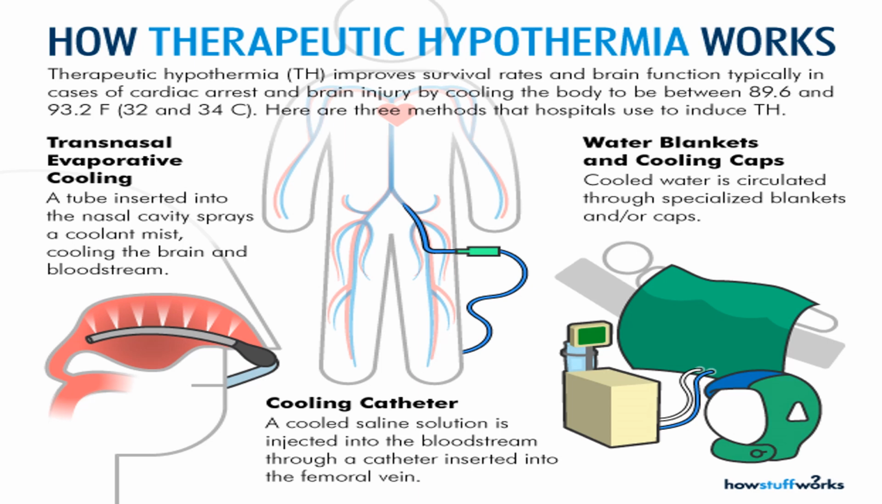or even nasal spray. So again, therapeutic hypothermia works by trying to cool the brain down to an optimal temperature, and that temperature range is approximately 32 to 34 degrees Celsius. The three methods are water blankets and cooling caps, the cooling catheter, and the transnasal evaporative cooling.